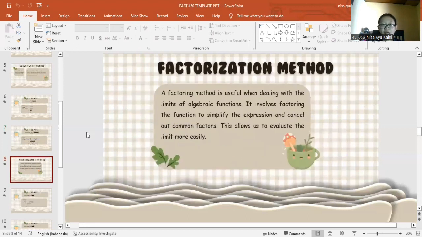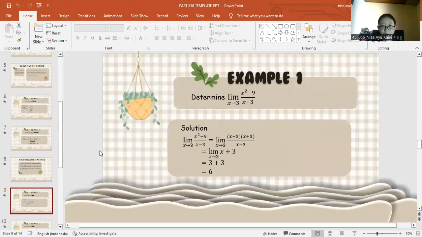Okay, next material about the factoring method. The factoring method is proper when dealing with the limits of algebraic functions. It involves factoring the function to simplify the expression and cancel out common factors. This allows you to evaluate the limit more easily. To illustrate the factoring method, let's consider an example.